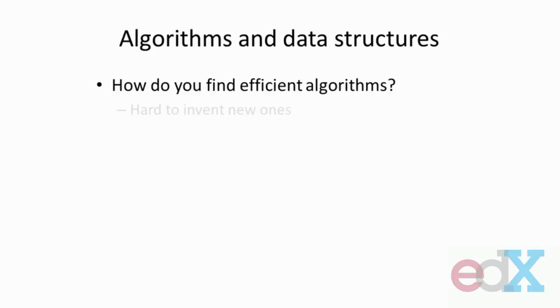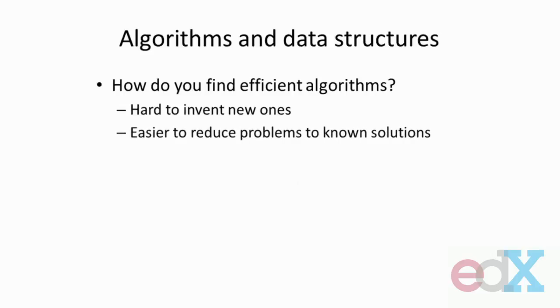And the answer is, it's hard. Many great computer scientists go through their entire career with perhaps one classic example of a great algorithm that is used regularly. Many don't come up with any. And that's okay, because often it's easier just to reduce a problem to a set of known solutions. Somebody's come up with a great algorithm. How do I take a new problem and reduce it to something that can take advantage of that algorithm?